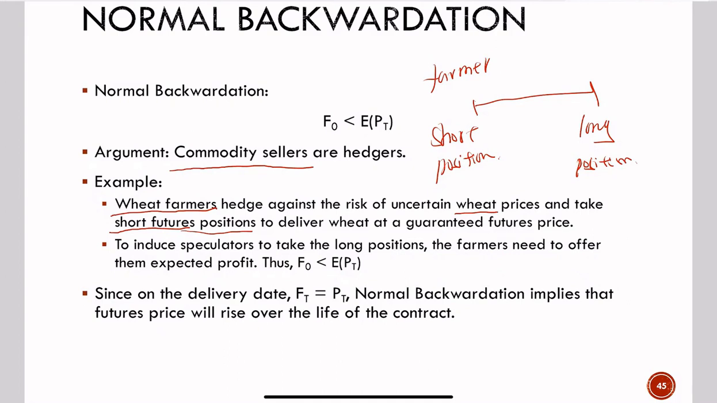But how can these farmers find the other party to enter the long position? Well, the farmers have to offer them some profit. How can the farmers offer some profit? They will reduce the futures price. Because if the futures price is smaller than the expected spot price, then the long position will earn a profit, or an expected profit.